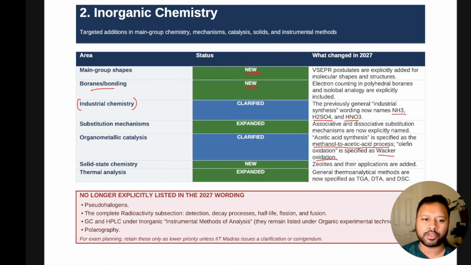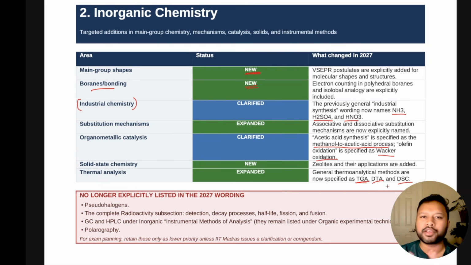If we talk about solid state chemistry, something new is added, which is zeolites and their application. Although you prepare that, this time it is added explicitly. So whenever you prepare, just try to have a little bit more focus on zeolites as well. When we talk about thermal analysis, which topics are expanded? So general thermoanalytic methods, for example, TGA, thermogravimetric analysis, DTA and DSC. These are very important techniques if you look at them from the point of view of research.